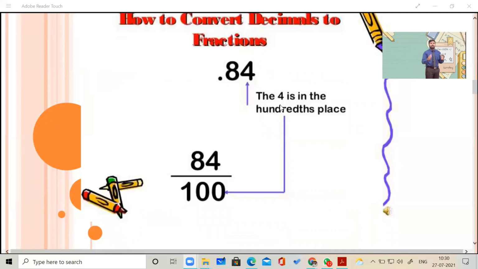Similarly, in this example, we have 0.84. So I can rewrite this in fraction form as 84 by 100. Why? Because in the decimal part, we have two digits. That is why in the denominator, I'll write 1 followed by 2 zeros.